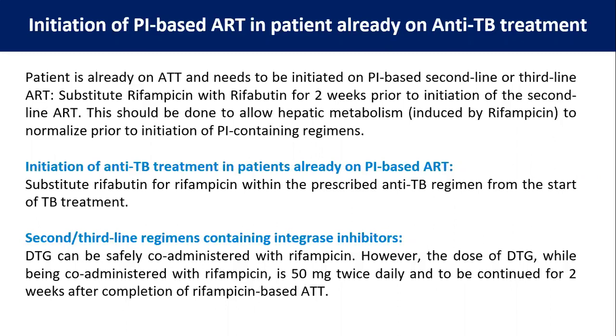For patients already on ATT who need to be initiated on PI-based second line or third line ART, we substitute rifampicin with rifabutin, if it is available, for 2 weeks prior to initiation of second line ART. This should be done to allow hepatic metabolism that is induced by rifampicin to normalize prior to initiation of the PI-containing regimen, which we have already discussed while discontinuing the BD dose of dolutegravir in the presence of rifampicin. Initiation of anti-TB treatment in a patient already on a PI-based regimen: substitute rifabutin for rifampicin within the prescribed anti-TB regimen for the start of TB treatment.